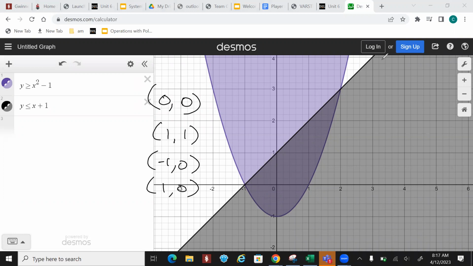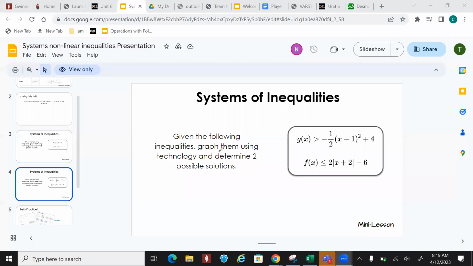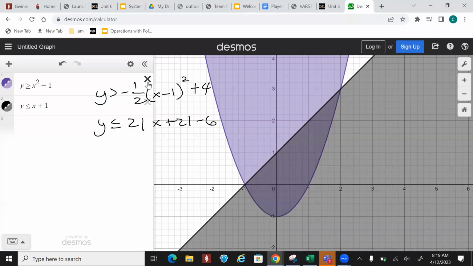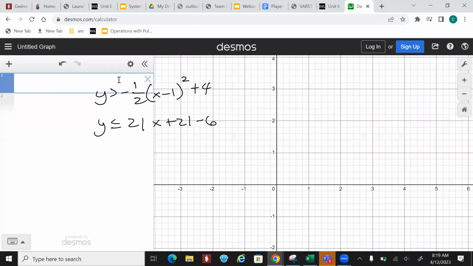You're writing these down. Take this one and we're going to plug it in. Instead of putting g of x into Desmos, I think you can type g of x into Desmos and it's okay. We'll try it. Put it as y. All right, so we're going to type this junk into Desmos really quick, and then we're going to find two possible solutions. Crazy, I know.